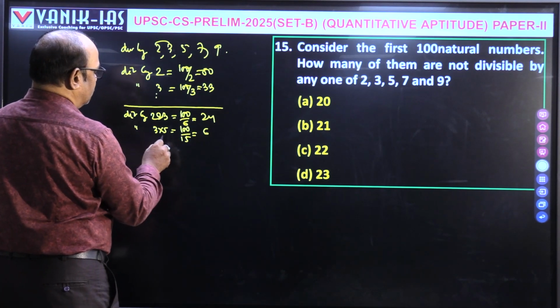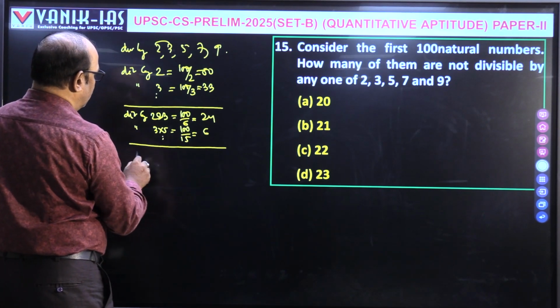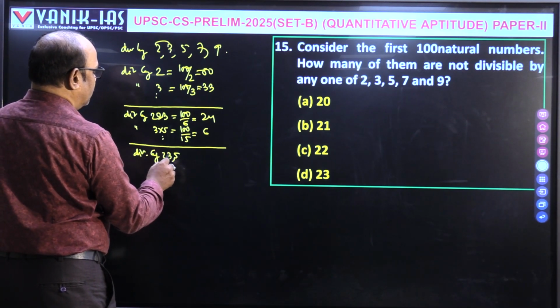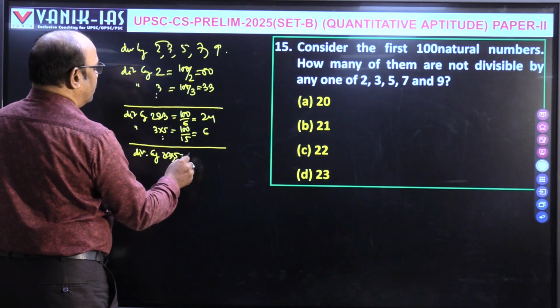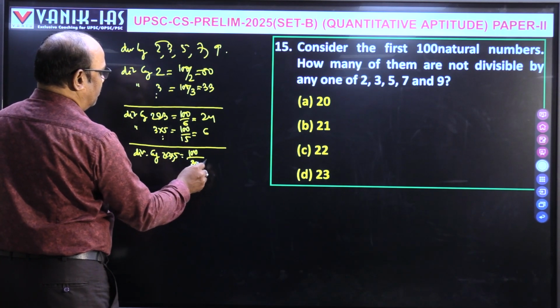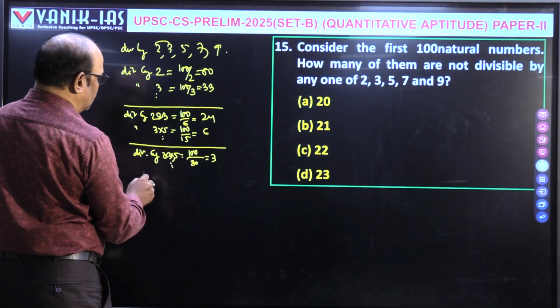Similarly, find out the numbers divisible by 3 of them: divisible by 2, 3, 5. That is the LCM, 30. So 100 divided by 30 gives 3. So like this, take 3 numbers.